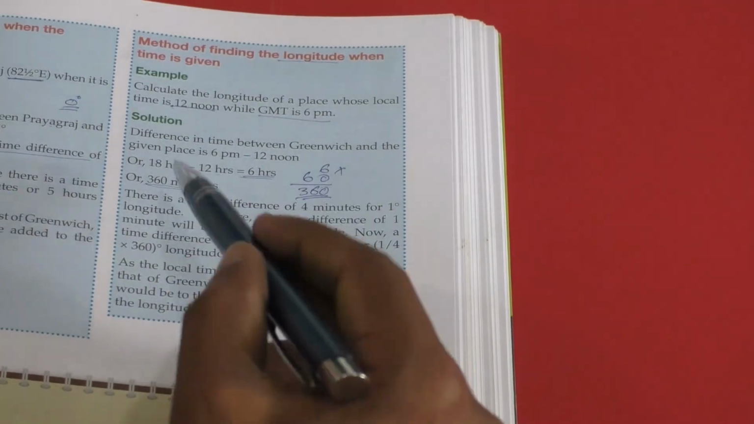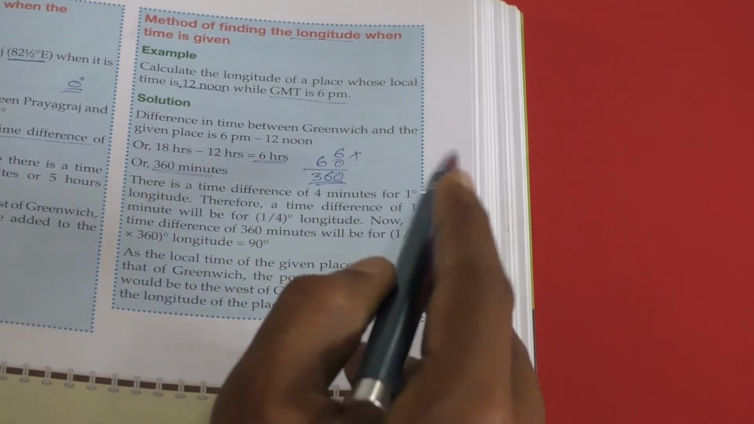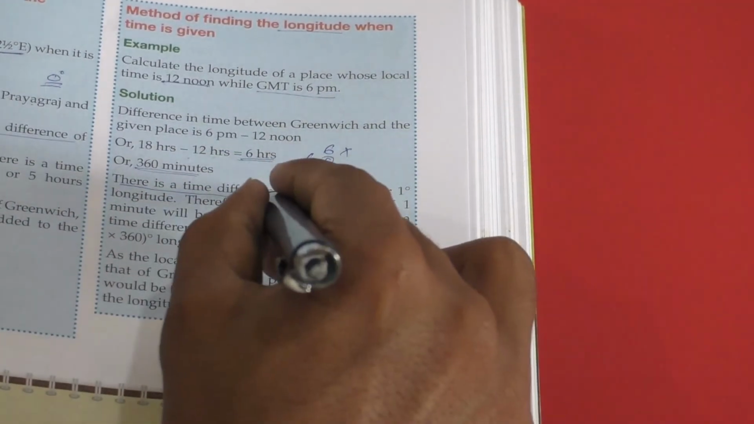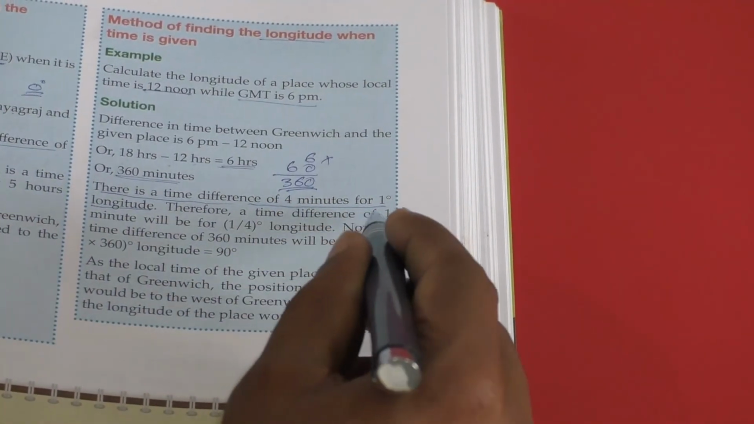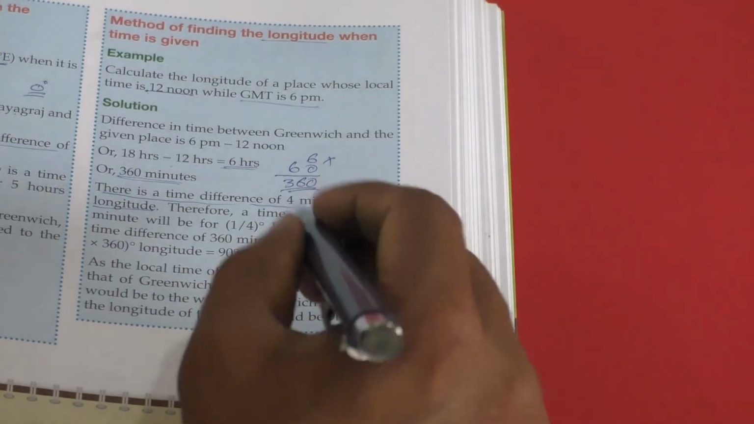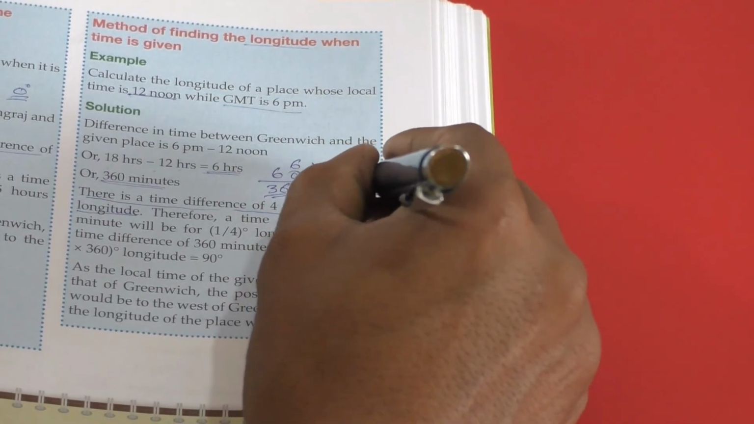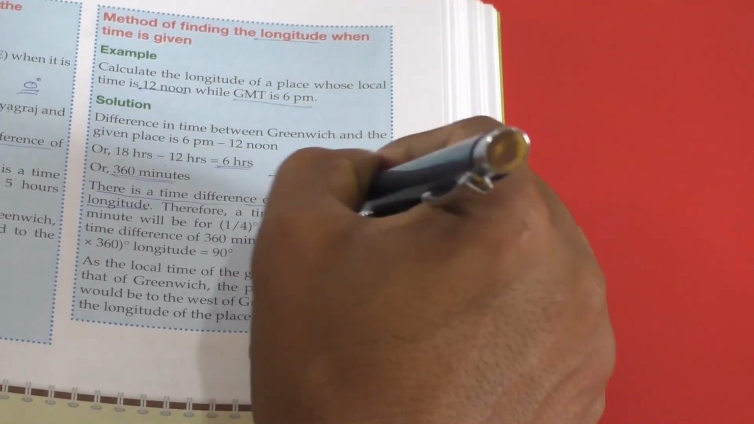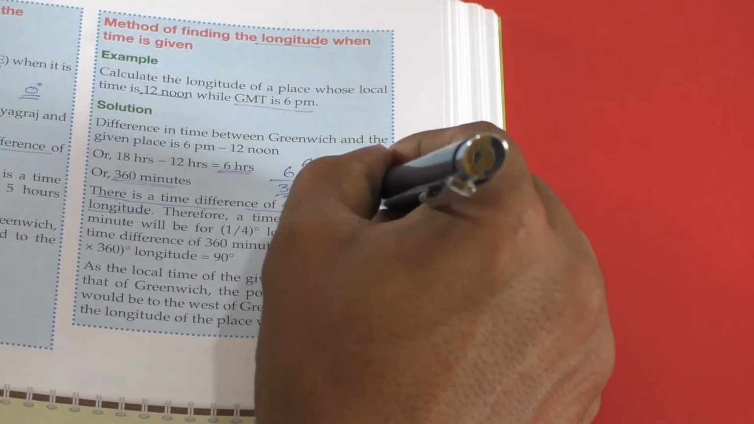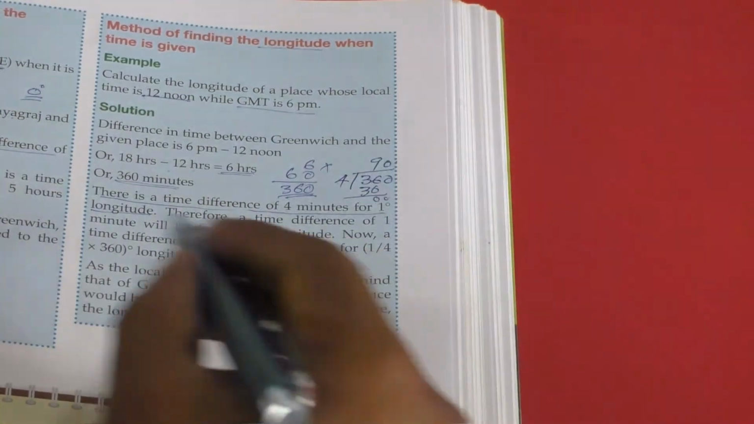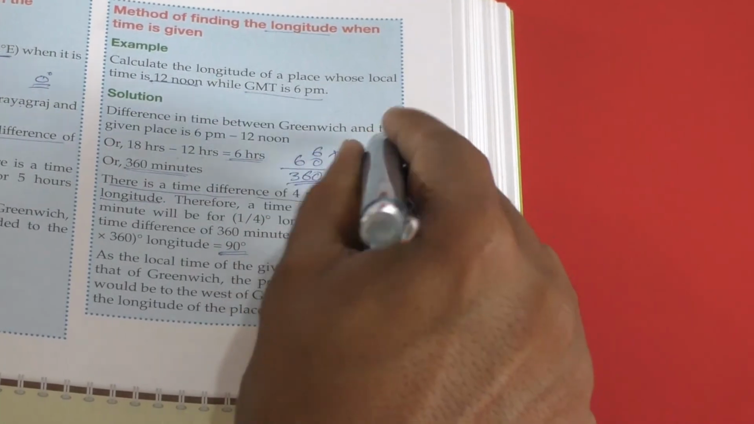There is a time difference of 4 minutes for one degree of longitude. This is the common formula: 4 minutes for 1 degree longitude. Therefore, a time difference of 1 minute will be 1 by 4 degree longitude. So what you can do is divide 360 by 4. 9 fours are 36, so you will get 90. That means 90 degree. We are just dividing 360 by 4.